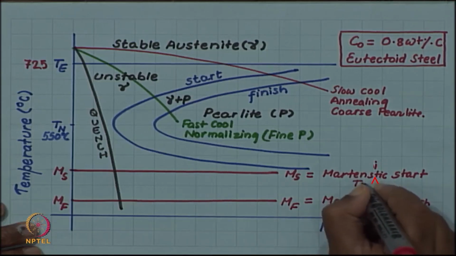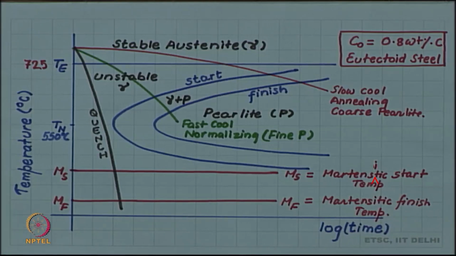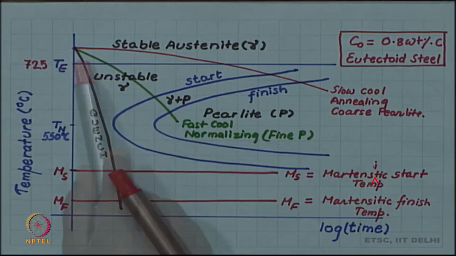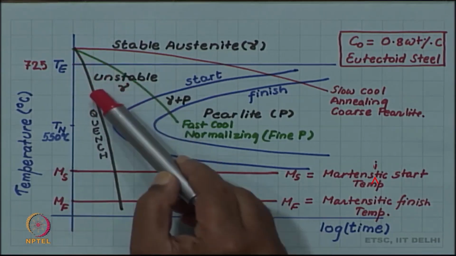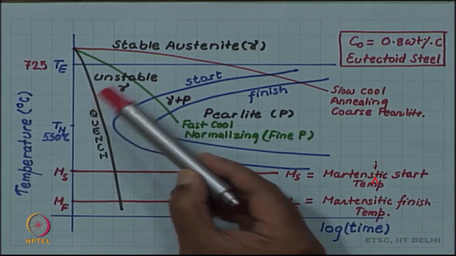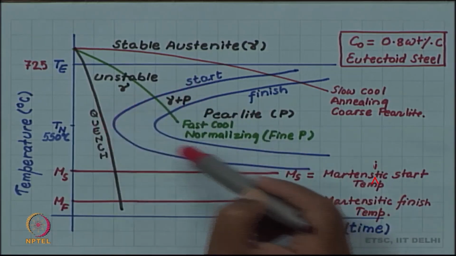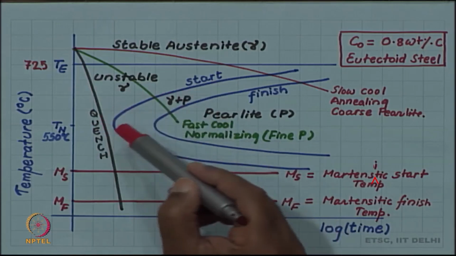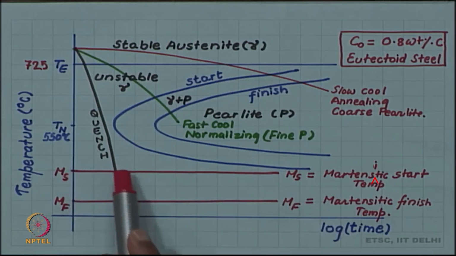So, martensitic start temperature and martensitic finish temperature. As the steel is being quenched, as we cool below TE, it will change from stable to unstable austenite. That unstable austenite is cooled and is never able to transform to pearlite, because you miss the start of the pearlite transformation. It becomes more and more unstable, and finally, when it crosses Ms, it starts transforming into a new phase called martensite.